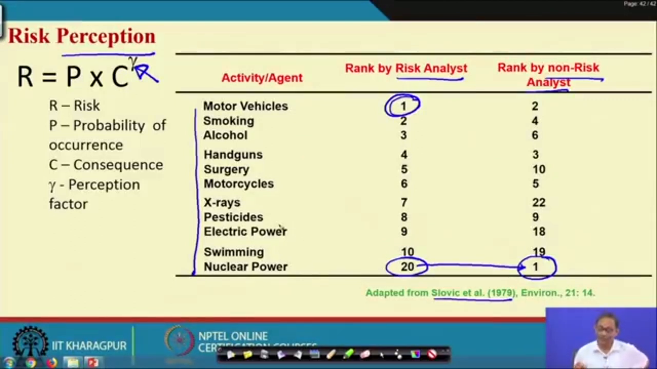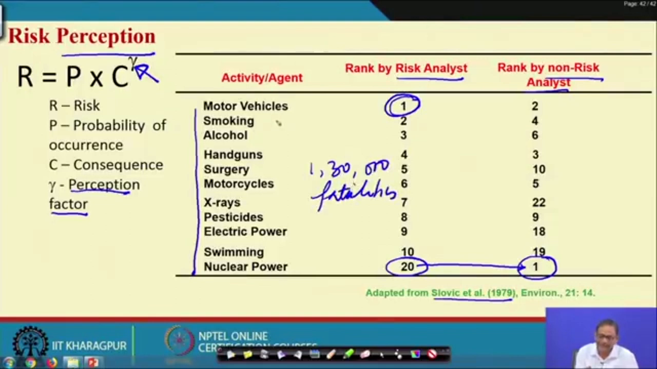Similarly, suppose your industry is extremely popular, a lot of people like your industry because it's a brand. One accident may lead to loss of reputation. So, that gamma factor, the perception factor, is extremely important. On road, to the best of my knowledge, every year in India there are 130,000 fatalities. That is what is happening on the roads of India. Okay, if you consider 130 crore people, that is a different ball game altogether.